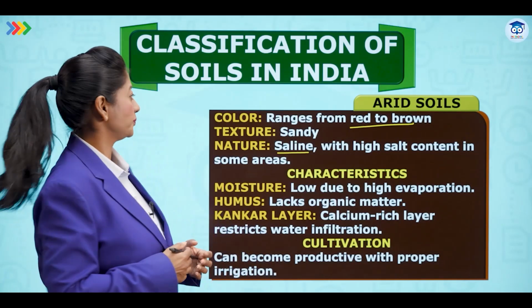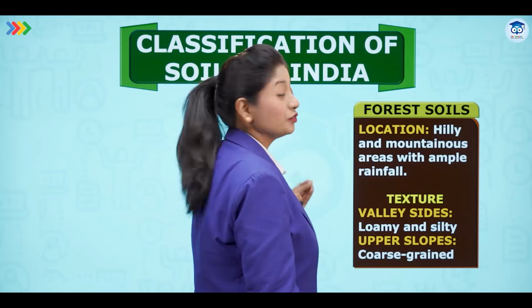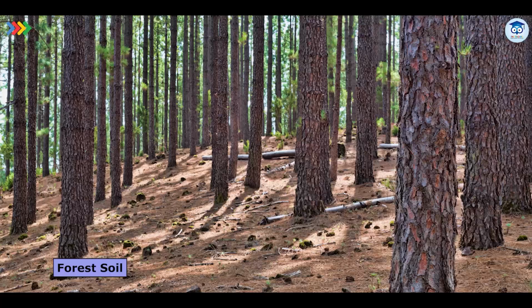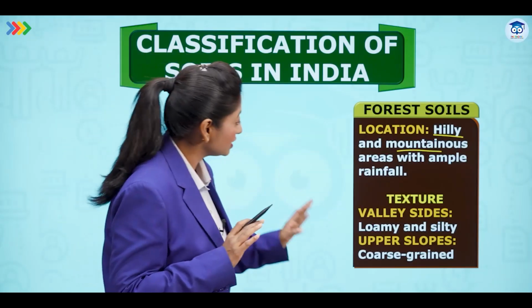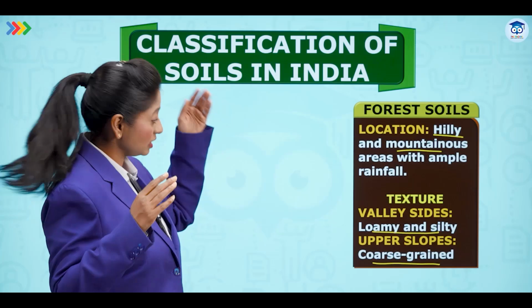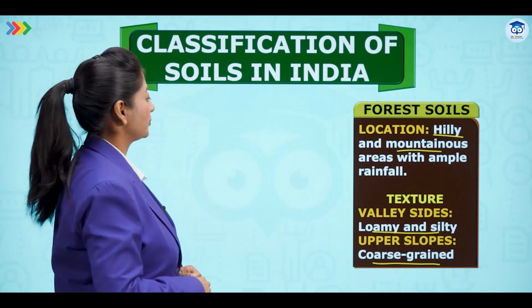Now coming to forest soil. Where do you find the forest soil? Obviously in the hilly regions, mountainous areas with ample rainfall. A lot of rainfall is found in this region. Towards the valley sides, the texture is loamy and silty. If you go to a higher altitude, near the slopes, it is coarse and grained. A very rough kind of soil you will find on the slopes, but in the valleys it is loamy and has a lot of silt content.